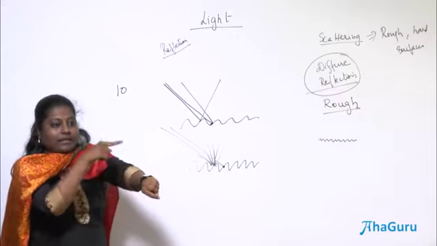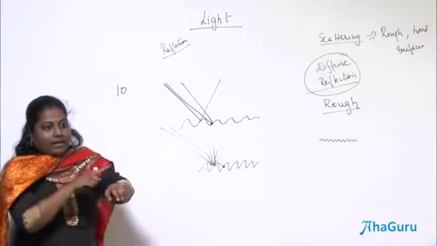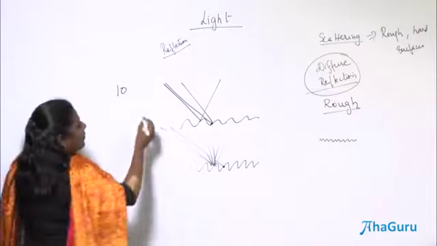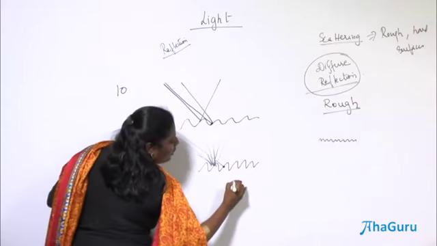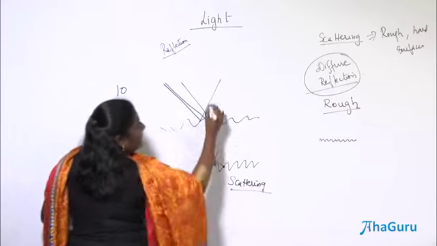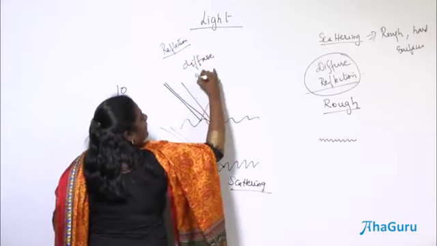Each of these points, the 10 points, are now given out as 1000 points, 10 into 10, or 100, whatever. So what happens is, this is called scattering, and this is diffused reflection.